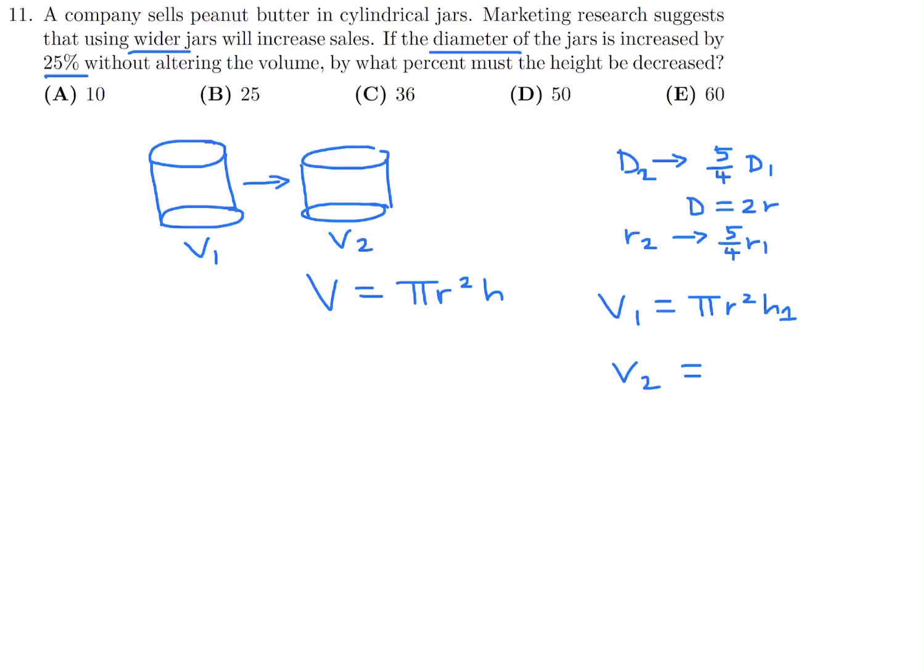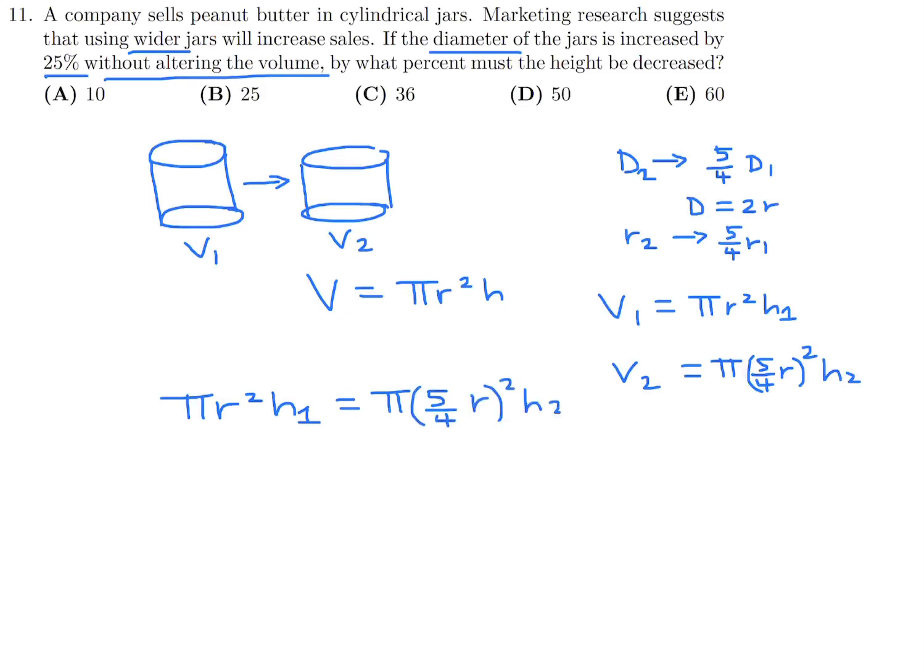Okay? So this is R1. This would basically be 5 over 4 times R squared. And then the height is H2. We don't know that yet. That's what we're trying to figure out. Now these volumes are the same without altering the volume, so we can set them equal to each other. So that means pi r squared H1 is equal to pi 5 over 4 r all squared times H2. The pi's cancel, and eventually the r's will cancel, but let me just do the r's first.